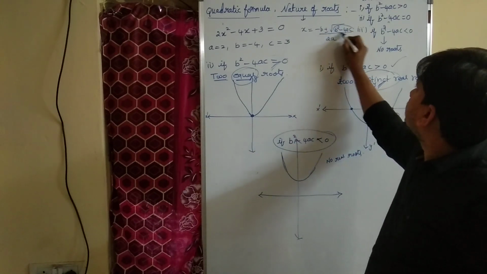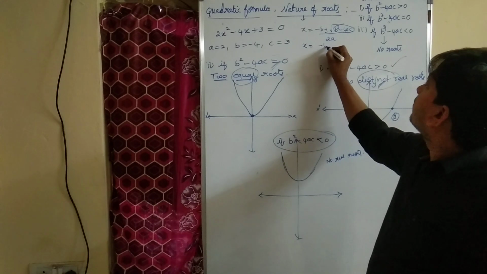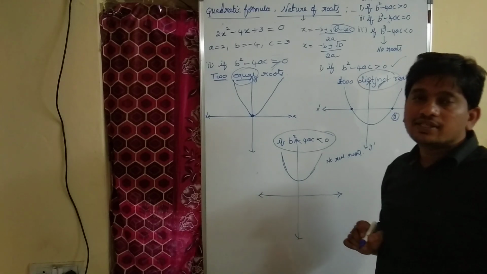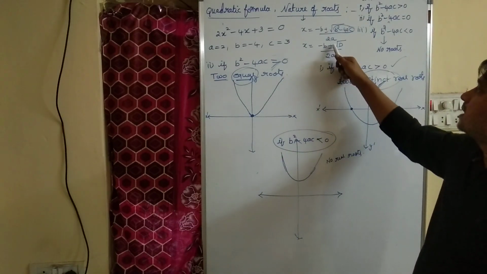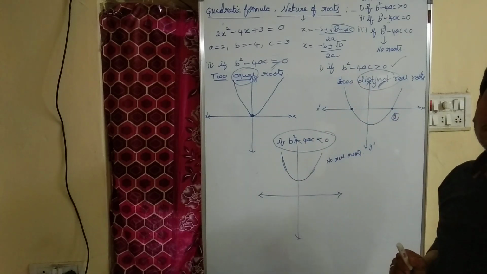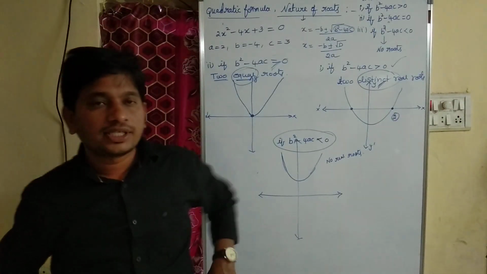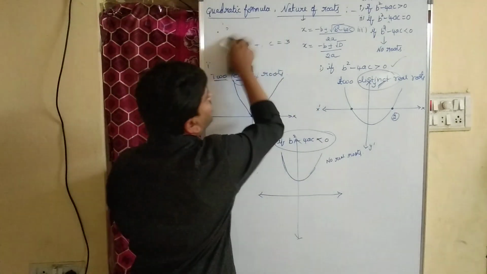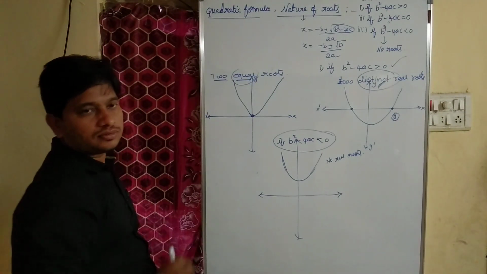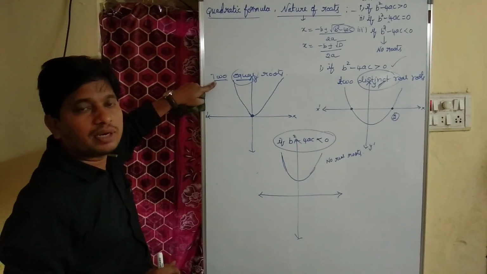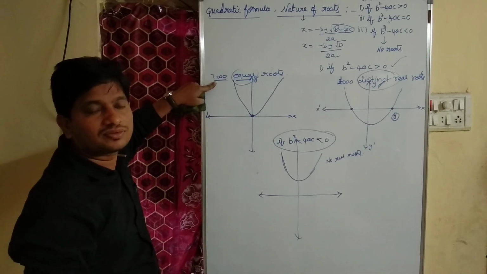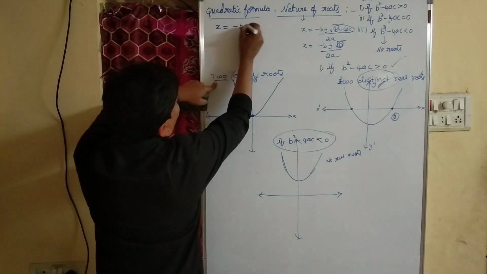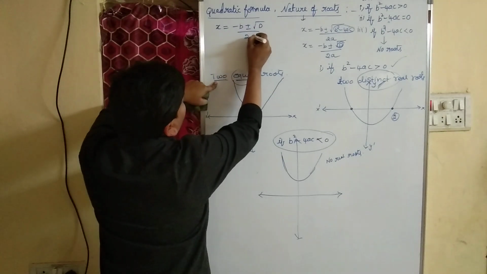Also we know that b square minus 4ac is called the discriminant. We can also simply write it as x equal to minus b plus or minus root d by 2a. Children, did you understand? So the case when b square minus 4ac equal to 0, I mean whose discriminant is 0, as we know that x equal to minus b plus or minus root d by 2a.